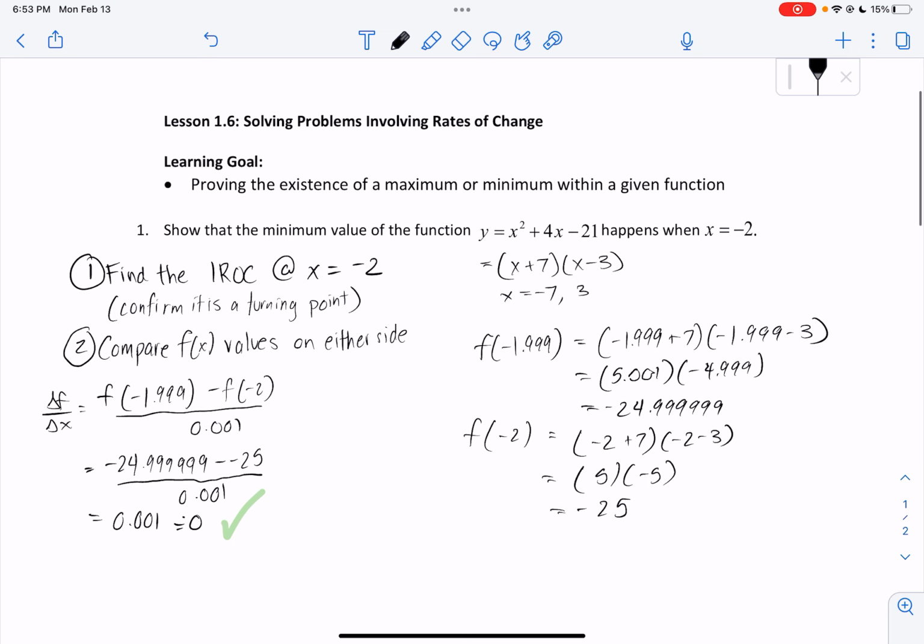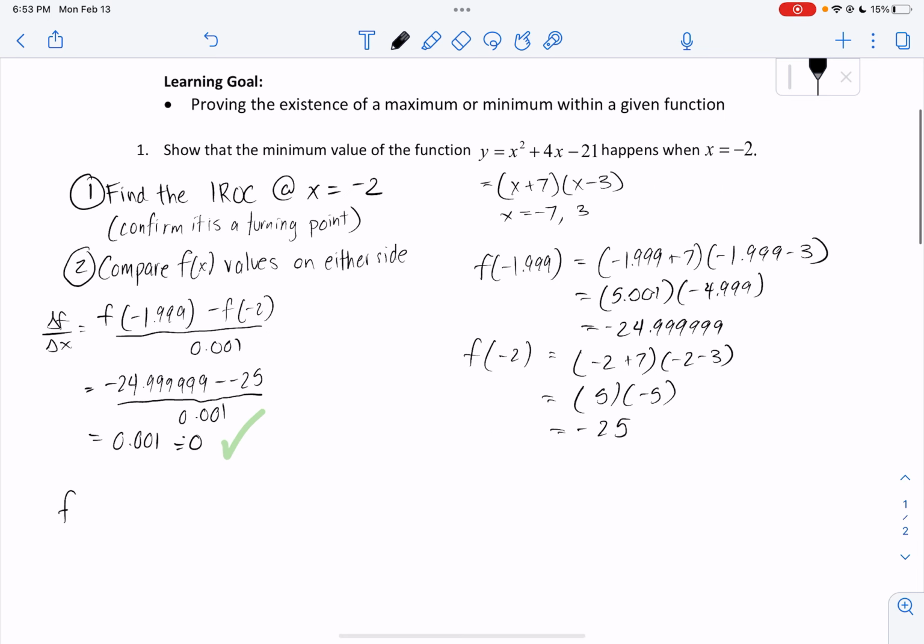Now let's compare these f of x values. So we know that f at negative 1.999 has a greater value than f at negative 2. This is a bigger number than that. In order to confirm it's a turning point, let's find something on the other side of negative 2 to make sure it's above where f at negative 2 is. We want our function to kind of go like this, since we're proving that it's a minimum. So we have the point here, we have the point here. Let's make sure that it rises above right after.